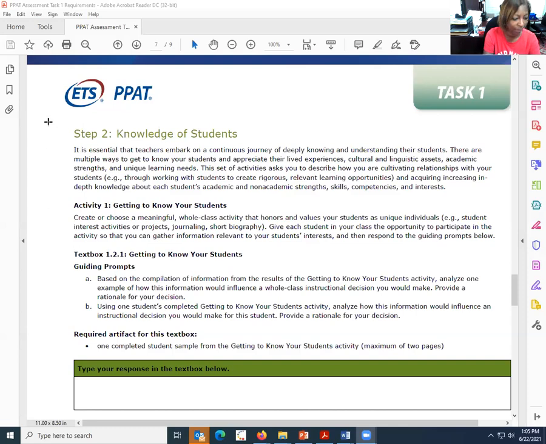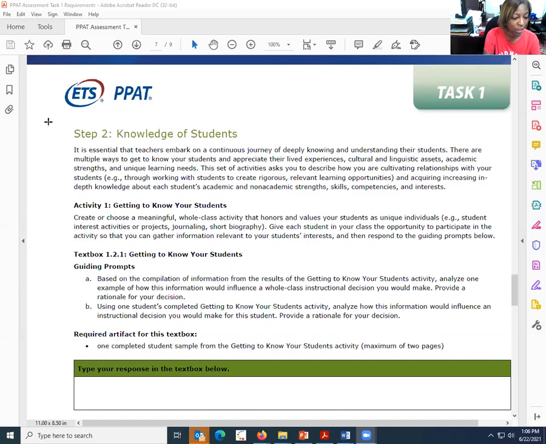The guiding prompt A: based on the compilation, the pulling together of information from the results of the getting to know your students activity, analyze one example of how this information would influence a whole class instructional decision you would make. Provide a rationale for your decision.